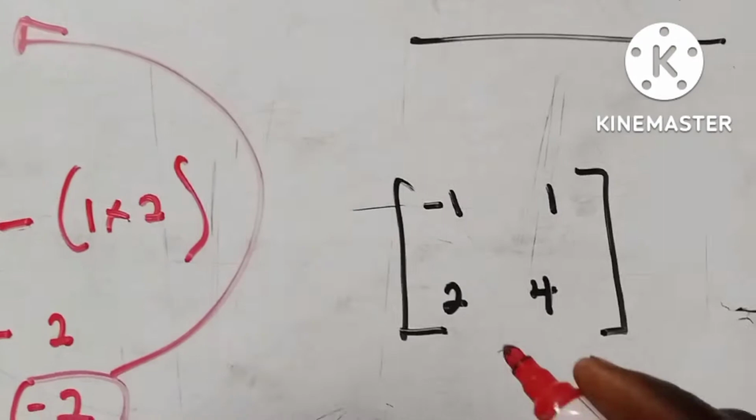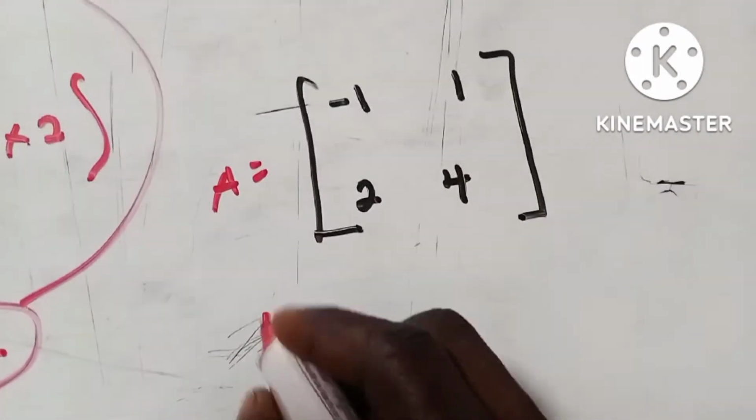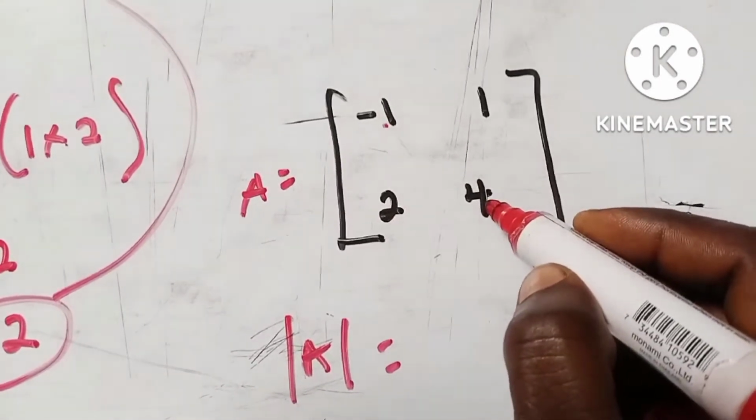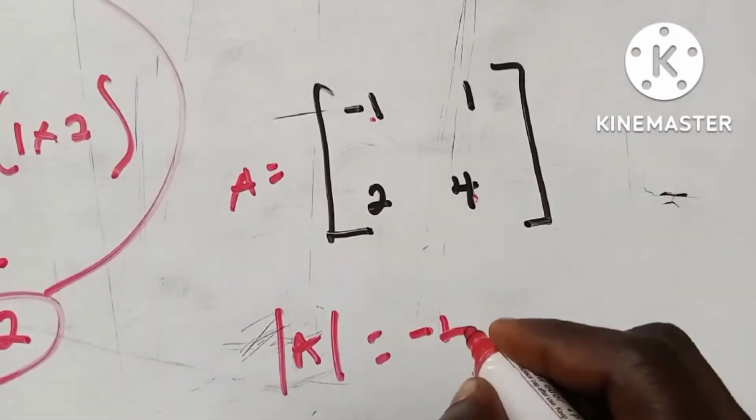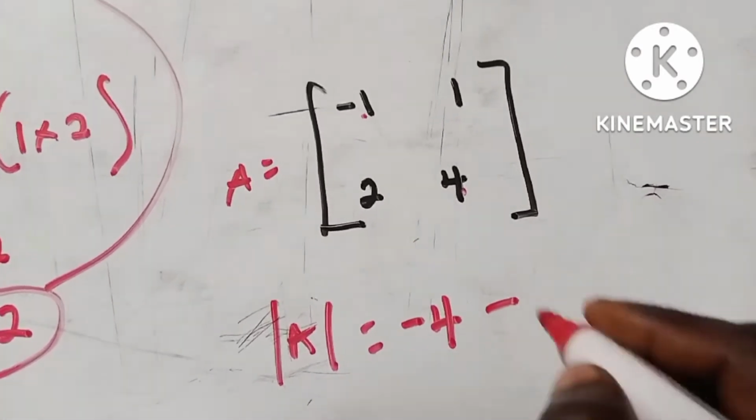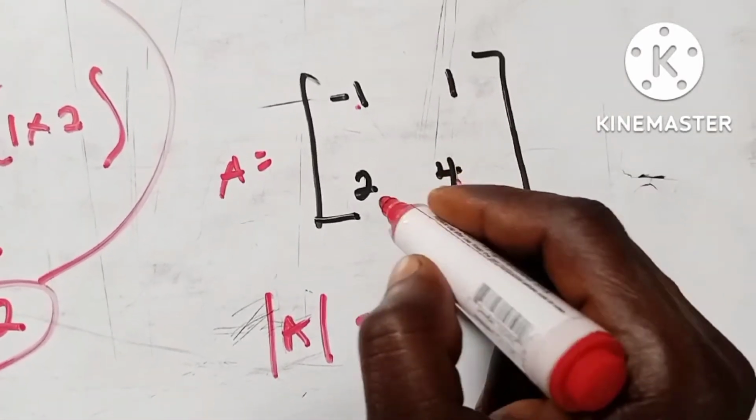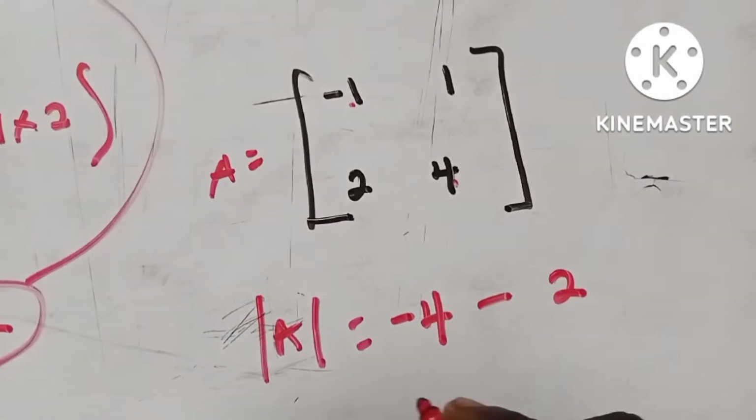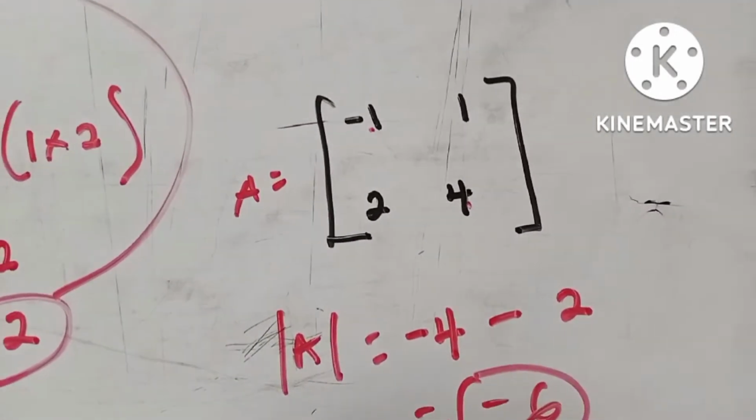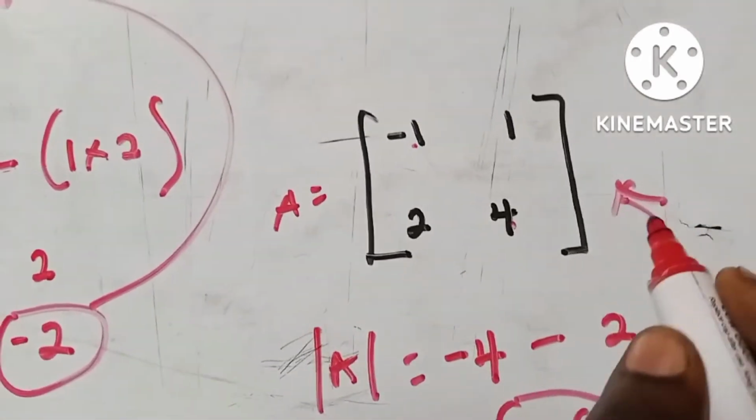So what about this? If you also want to find, let's call this one A. So the determinant of A here is going to be this one multiplied by this. That should give you a negative 4, right? So negative 4 minus, there's always a minus irrespective of what we are going to get here. So this one multiplied by that, that should be 2. So if you subtract it, then you are going to have a negative 6. Okay, so this is how you find the determinant of a 2 by 2 matrix.